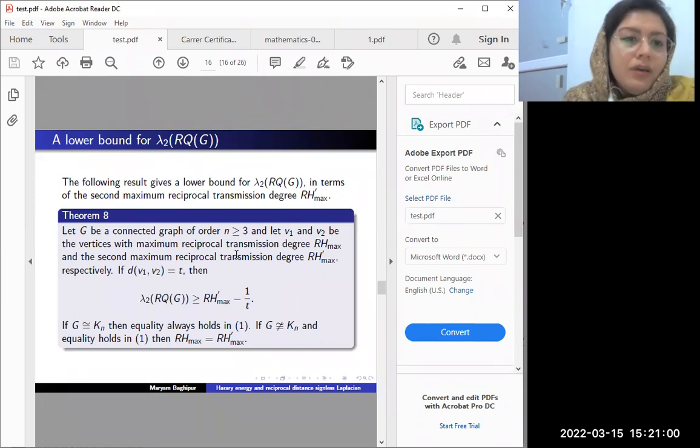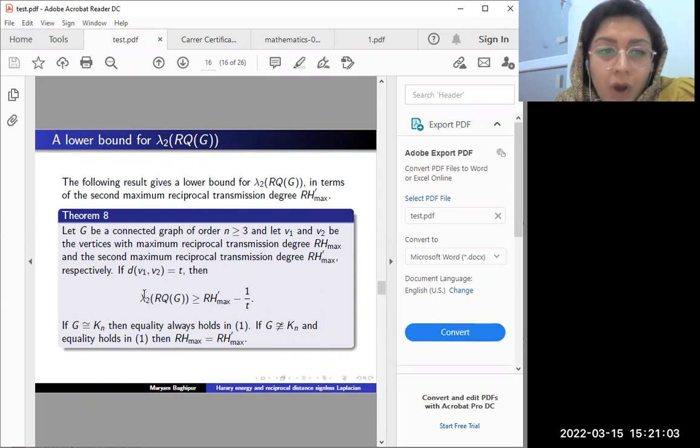If we want to obtain a result for the spectral radius, I mean lambda 1, the largest eigenvalue, because here we obtain a result for the second largest. Probably we have a maximum reciprocal transmission, but here we have a relationship between the second largest and the second maximum. The second largest of the reciprocal distance and the second maximum, and the distance between V1 and V2.